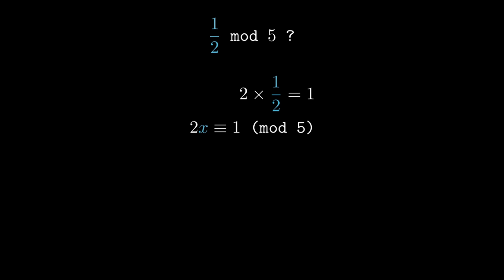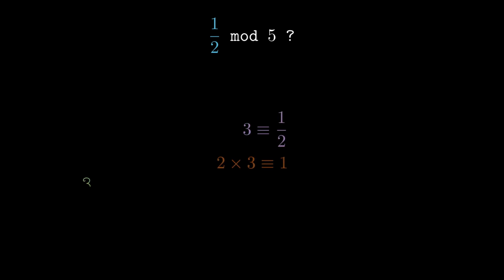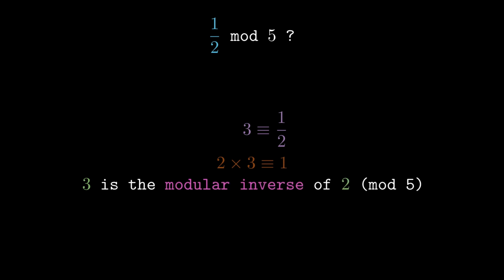Is there such a number x? We could try every option mod 5, namely 0 up to 4. Indeed, you might find that x equals 3 works. In other words, a half is congruent to 3 mod 5. Crazy, right?